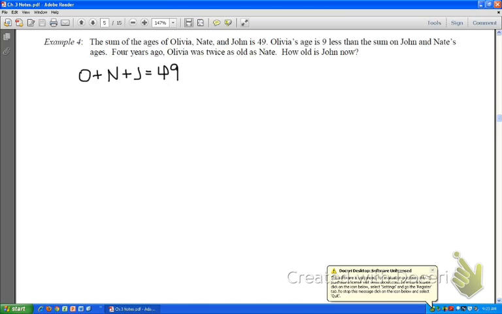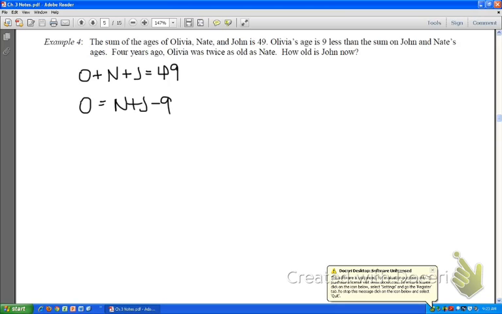Then I'm told that Olivia's age is 9 less than the sum of John and Nate's. How do I write that? O equals N plus J minus 9. Very good. So you're going to take the sum of the two and then subtract 9, because Olivia should be 9 less than that sum.